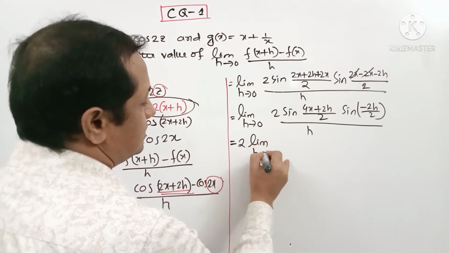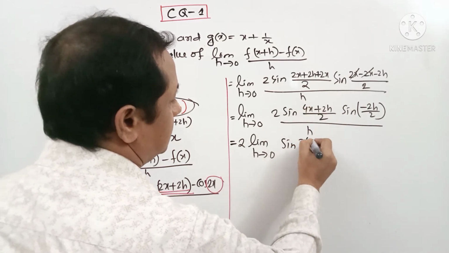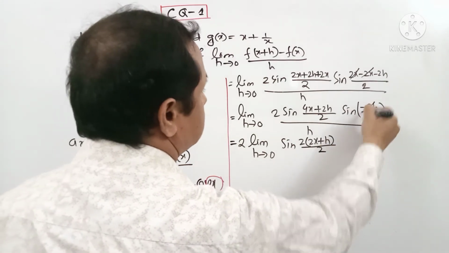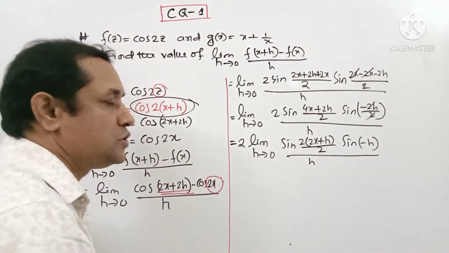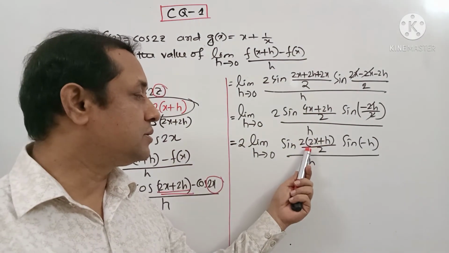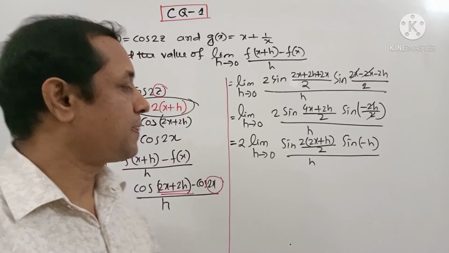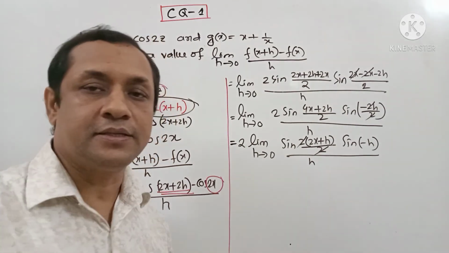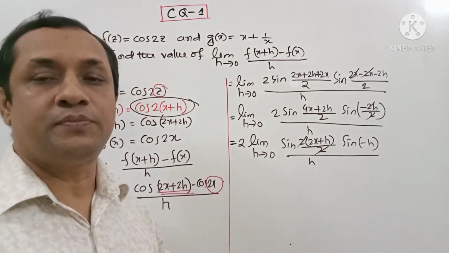Now limit h tends to 0 of sin, taking common 2 from the numerator, then we get (2x plus h)/2, and the 2 cancels, so sin into minus h by h. So student, this is simplified. Now taking common 2 from the numerator, then we get (2x plus h)/2 and sin of minus h. So student, here 2 and 2 cancel. We know that sin minus theta equals minus sin theta. So take the minus to the first position.